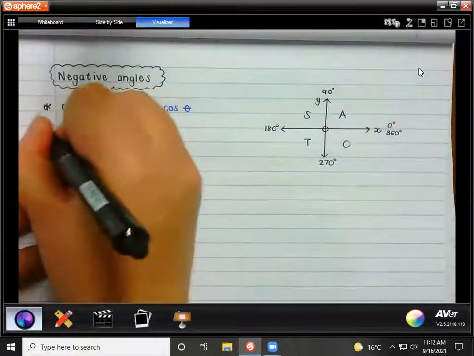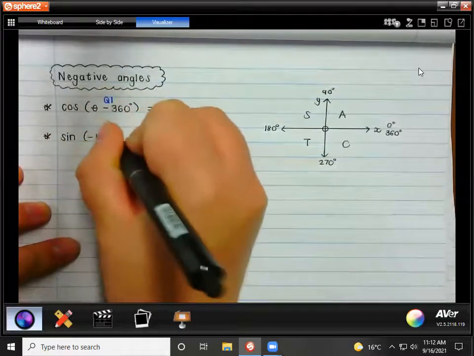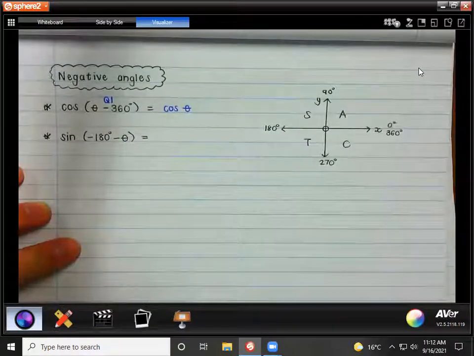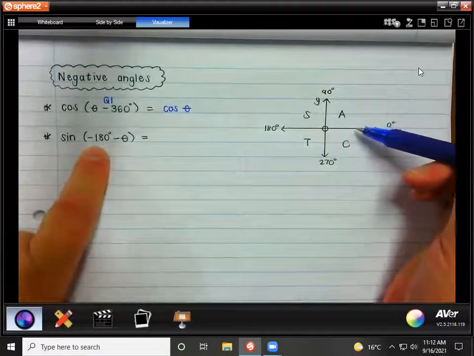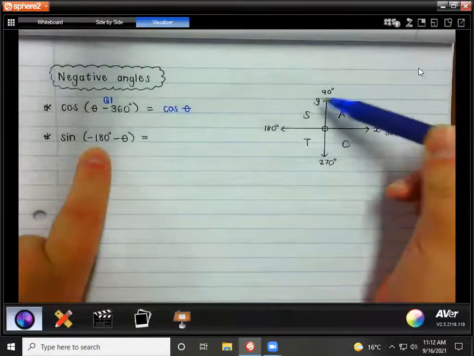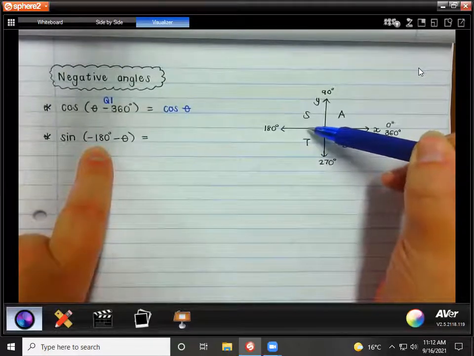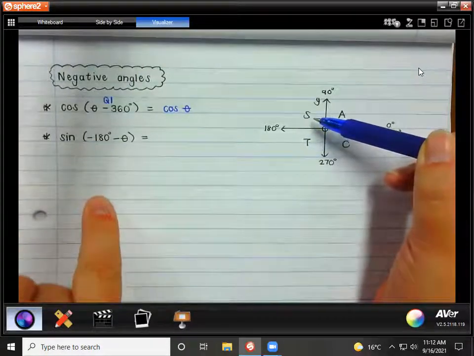Okay, let's do another one. If we have sine of negative 180 minus theta. Okay, so we're starting at 0. We're going to negative 180. Now, when we're moving into the negatives, we're going backwards, right? So negative 180 is going to be there. And now we need to minus another acute angle from it. So still moving backwards, we're going to move into the second quadrant.